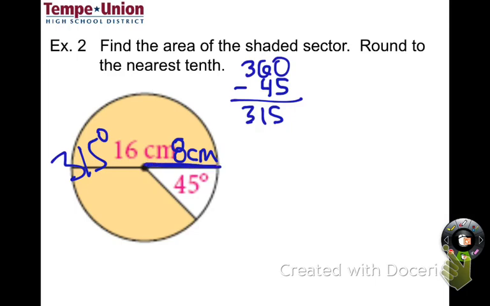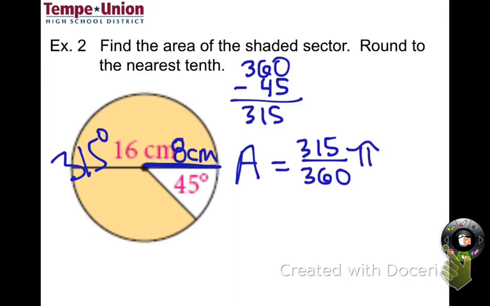All right, so let's go ahead and figure that out. So then this would be area equals, and it would be what fraction of the circle this is. So the fraction of the circle would be 315 over 360, and then times the area of the circle. So pi times the radius, and then squared.